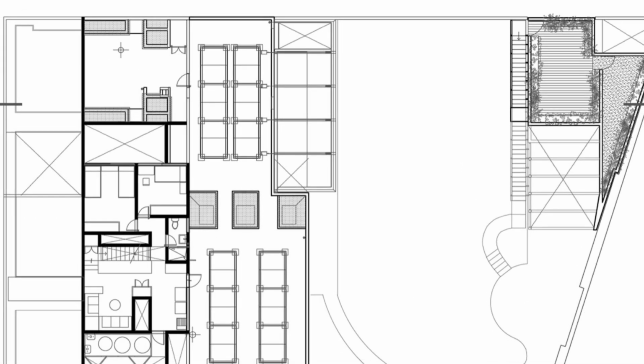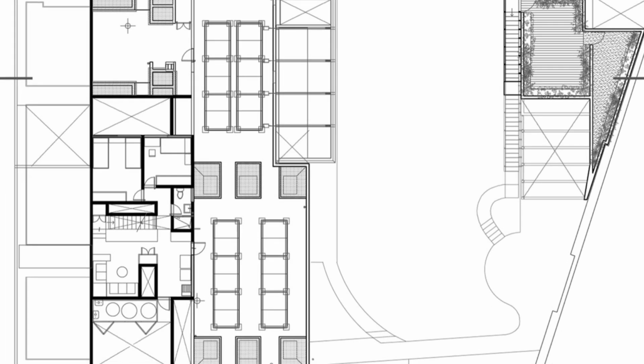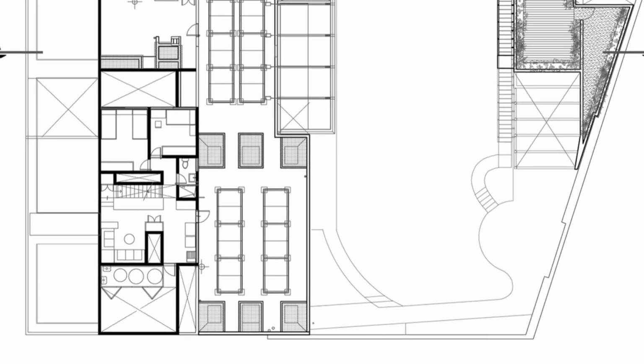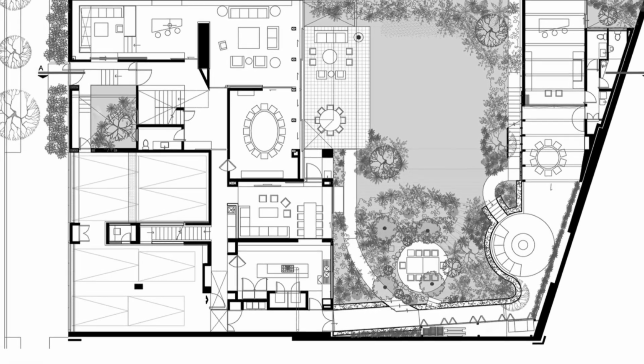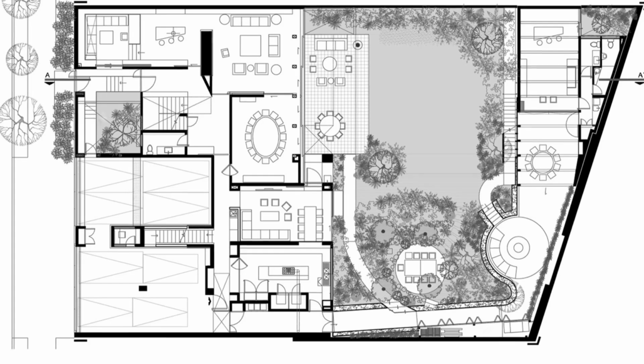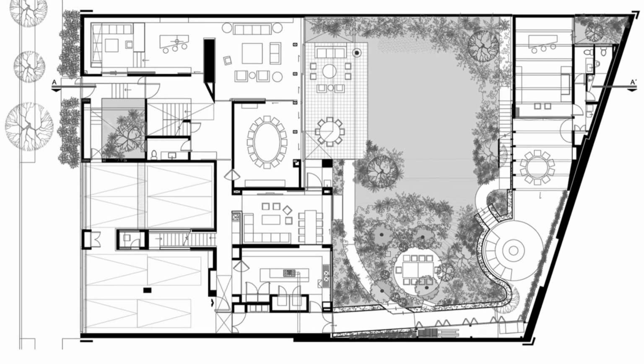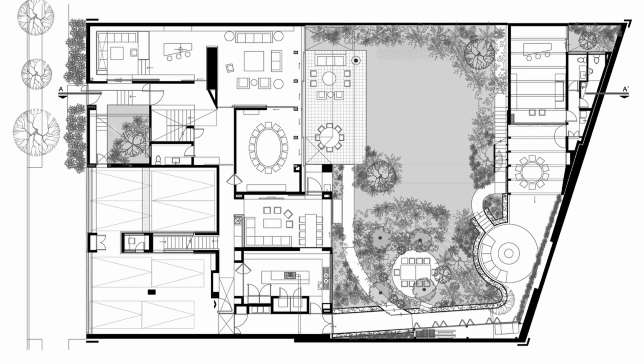CASA O is an example of how today's home doesn't have to rely entirely on technology. With its smart design, use of local materials, and understanding of the tropical climate, this home is an inspiration for anyone who wants to live more sustainably while still enjoying a modern aesthetic.